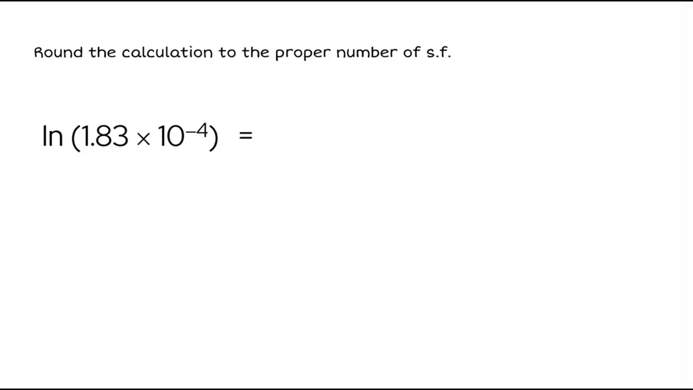In our first example, we will round this calculation to the proper number of sig figs. And so we're taking the natural log of 1.83 times 10 to the negative 4. We'll note the number of sig figs. We have 3 sig figs in our value. 3 sig figs in our value means that we'll round the result to 3 decimal places.